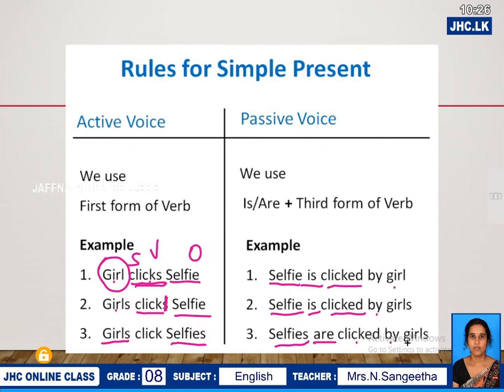So the be verb is decided according to the subject, whether it is singular or plural. And the tense of the be verb is decided according to the tense of the main verb in the active voice, whether it is was, were, am, is, are, will be, or shall be. But for simple present we use first form of verb, and for the passive voice we use am, is or are plus third form of verb, that means the past participle.